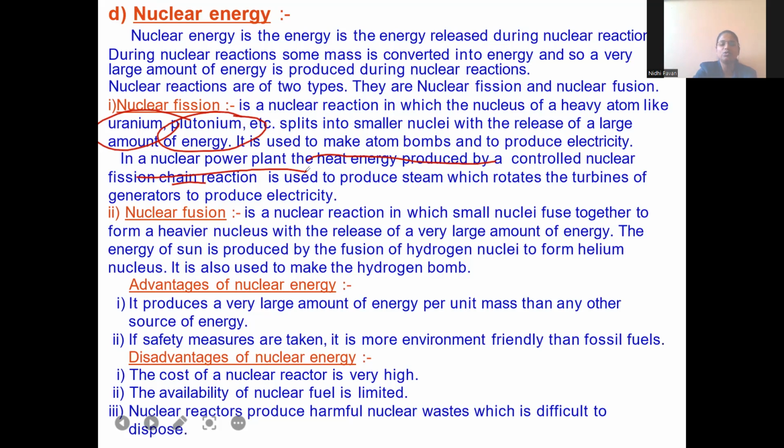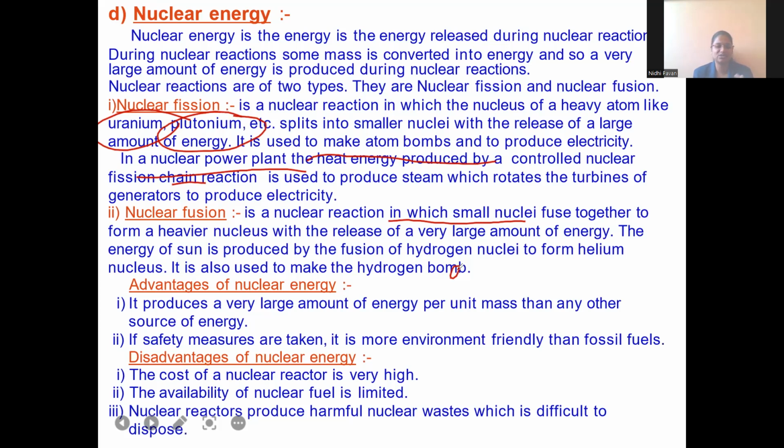Then next one is nuclear fusion. In this nuclear reaction, small nuclei combine to make a large nucleus. This also releases a very large amount of energy. The energy of the sun is produced by the fusion of hydrogen nuclei. Due to the fusion of hydrogen nuclei, we get the solar energy in the sun. The advantages are that it produces a very large amount of energy, and it is more environment friendly compared to fossil fuels.